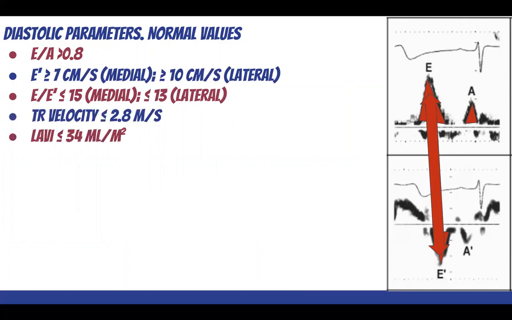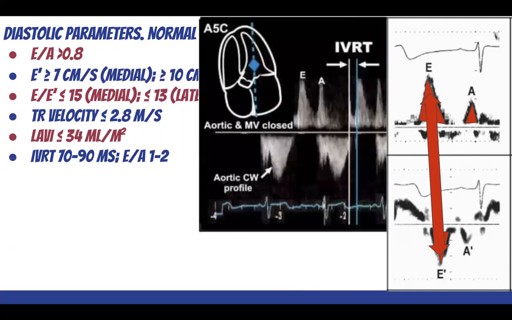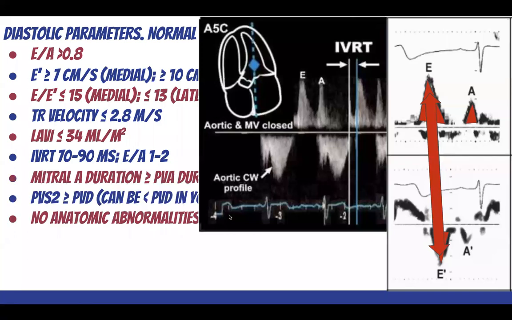TR velocity should be less than 2.8. Left atrial volume index should be less than 34. IVRT should be 70 to 90 with an E to A ratio of 1 to 2. Just to remind you about the IVRT, that's the time between the aortic valve closure and mitral valve opening. And mitral A duration should be more than PVA duration. In the pulmonary vein, the systolic wave should be more than the diastolic wave, and there should be no anatomic abnormalities.